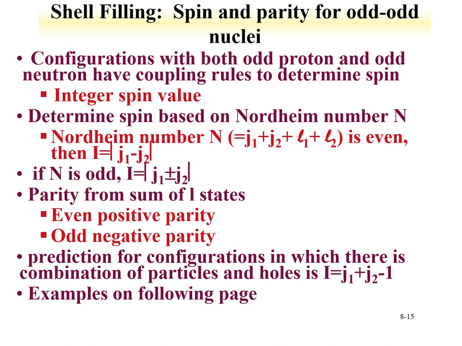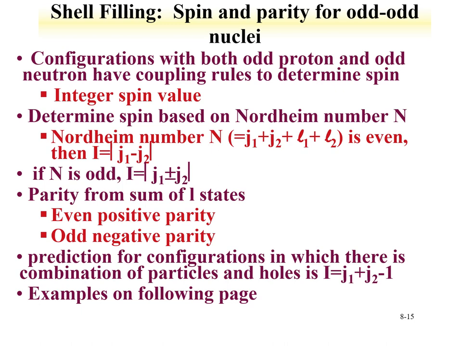Sometimes the coupling method isn't completely straightforward. One route to determine this is the use of the Nordheim number, where the Nordheim number is the sum of the spin and the orbital angular momentums. If we add the numbers together and the Nordheim number is even, then the spin is the difference between the two numbers, the absolute value of the difference.